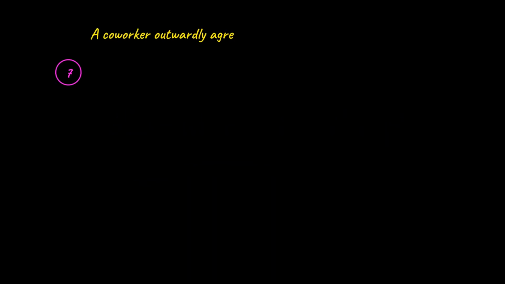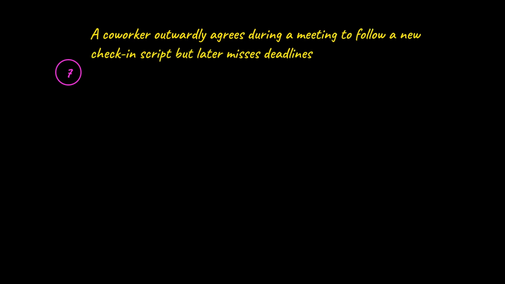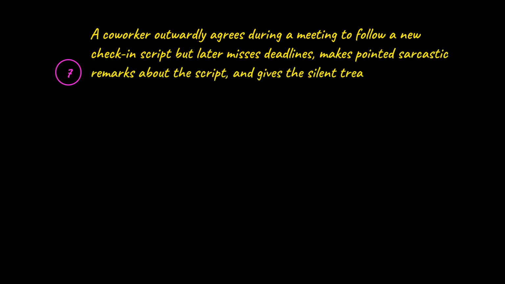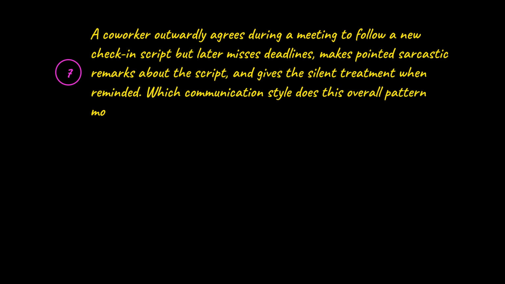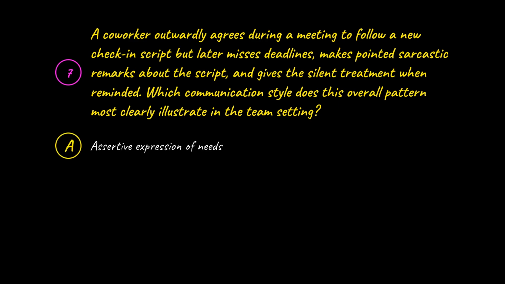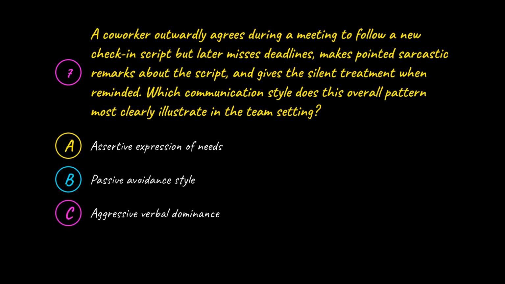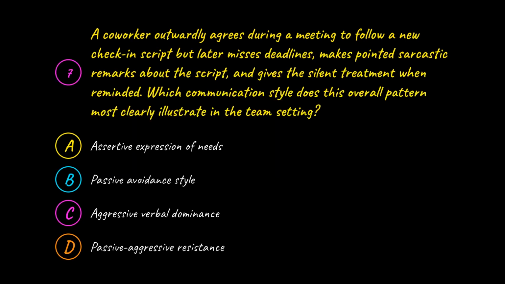Question 7. A co-worker outwardly agrees during a meeting to follow a new check-in script, but later misses deadlines, makes pointed sarcastic remarks about the script, and gives the silent treatment when reminded. Which communication style does this overall pattern most clearly illustrate in the team setting? Your options are A. Assertive expression of needs, B. Passive avoidance style, C. Aggressive verbal dominance, D. Passive aggressive resistance. Don't overthink it. Which one feels right?